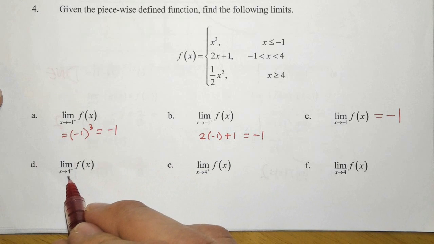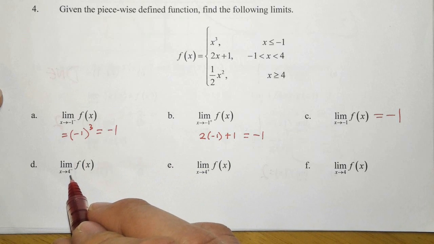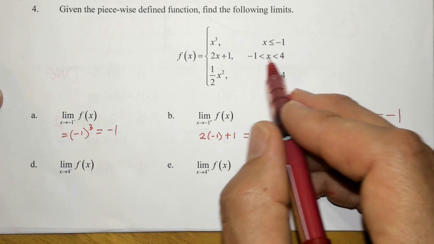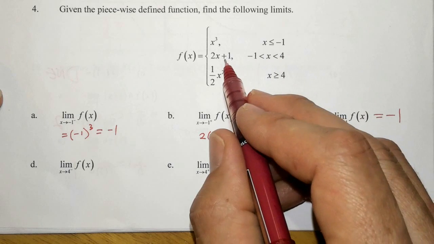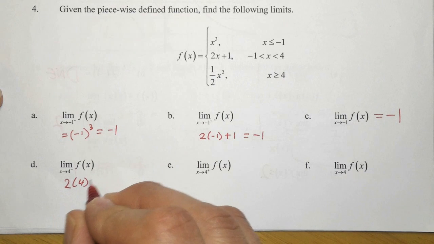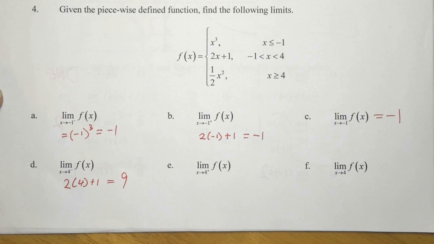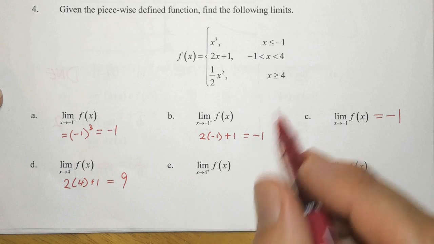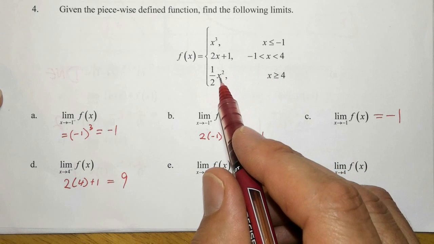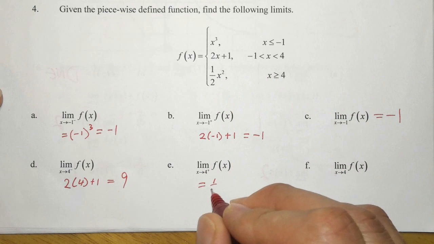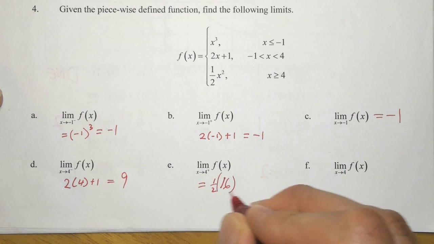Now let's check out D, E, and F. The limit as x approaches 4 from the left. That's a number that's just smaller than 4. We're still in this range right here. If we plug 4 in here, we have 8 plus 1, right? 2 times 4 plus 1. That's 9. That's my limit as x approaches 4 from the left. 4 from the right is like 4.0001. That's bigger than 4. I have to plug 4 into this part of the equation. So that's going to be equal to 1/2 times 16. That's equal to 8.